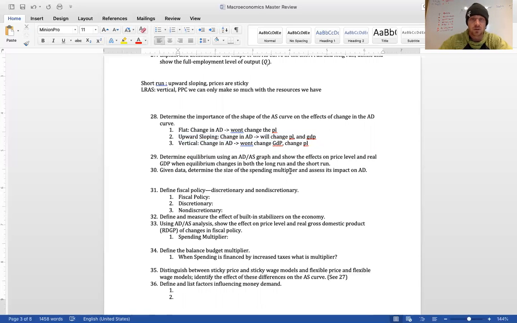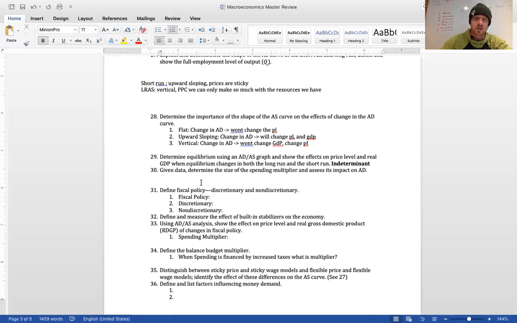29, determine equilibrium using aggregate demand, aggregate supply, and show the effects on price level and real GDP when equilibrium changes in both directions. Again, this is similar to shifting a single graph. You have to know that when aggregate demand goes up, the price level is going to go up and real GDP is going to go up. Again, the key word is indeterminate, which will happen if there's a double shift.